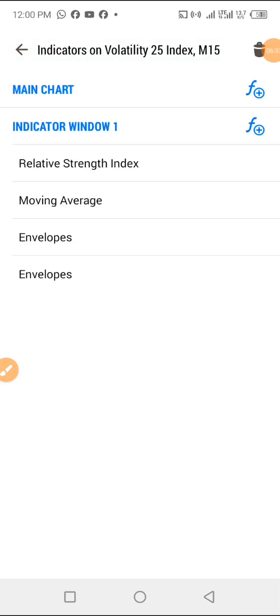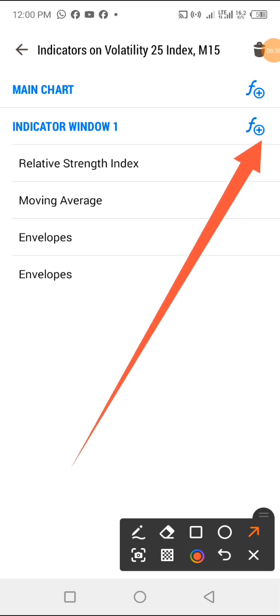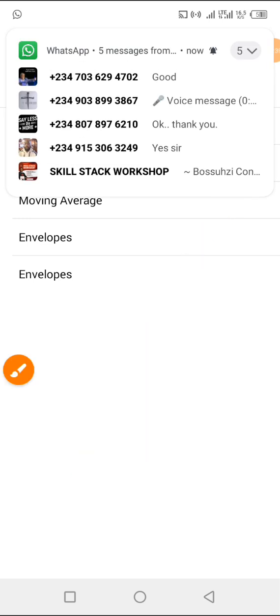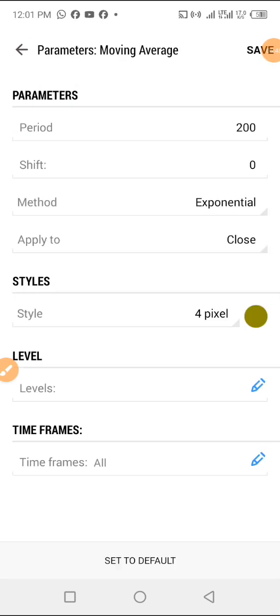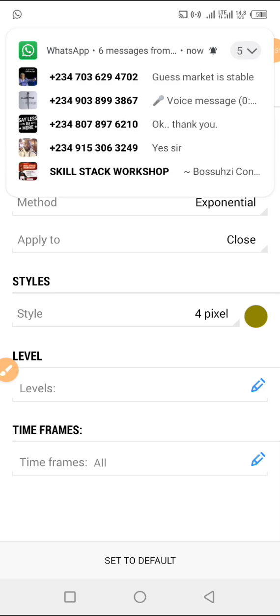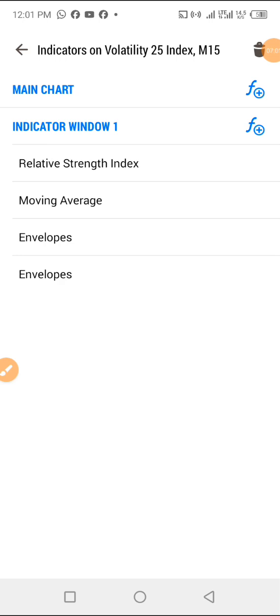Now to add other indicators, you click on this window 1 F plus icon. Is that clear? You click on the window 1 F plus icon, add the moving average with a period of 200, 0 shift, then method exponential. Is that clear? Then you click on save.